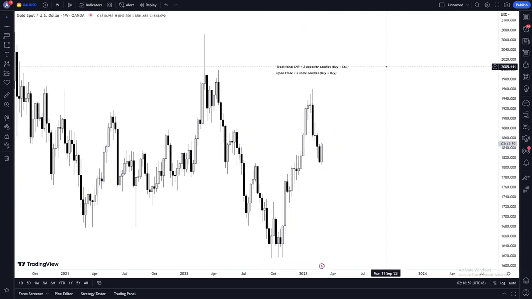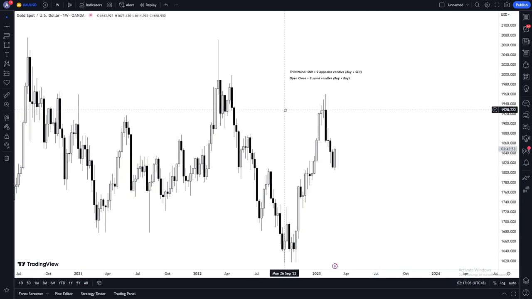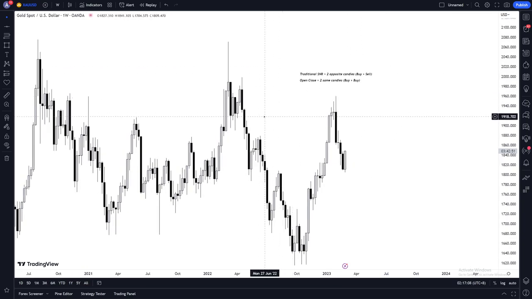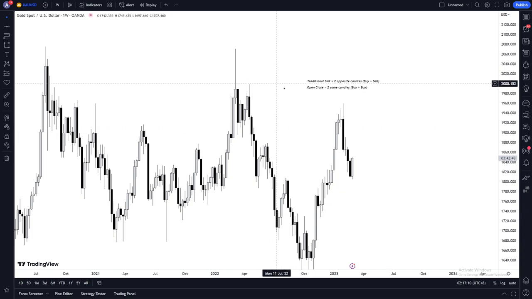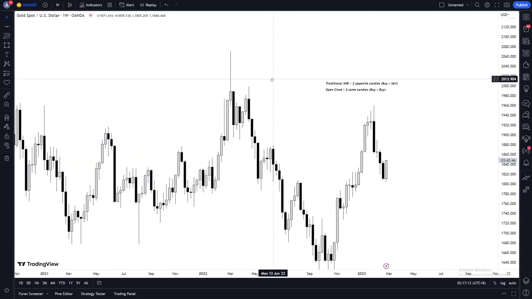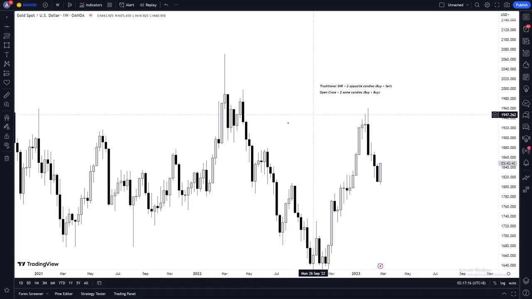Now I've given you the theory. Open close is the two same candles, buy, buy. Now, how do we actually mark this up on the charts? Very, very easy. This is the easiest thing ever. Remember how previously when we looked for resistance, if you haven't watched the previous video, go ahead and check it out. How do we mark resistance? A buy candle and a sell candle, both of them closing forms of resistance.